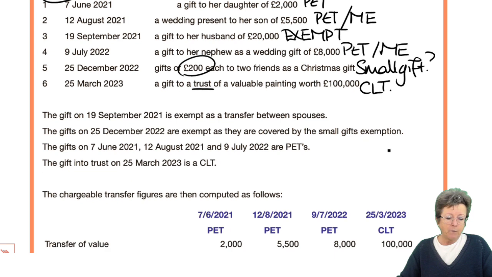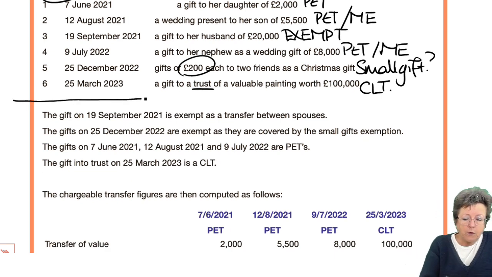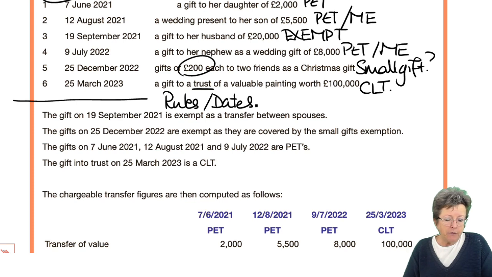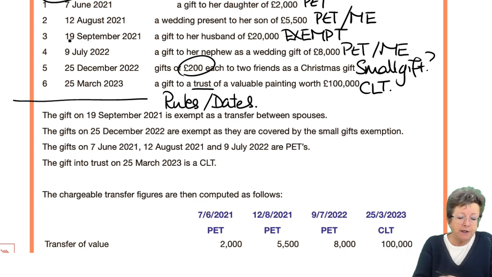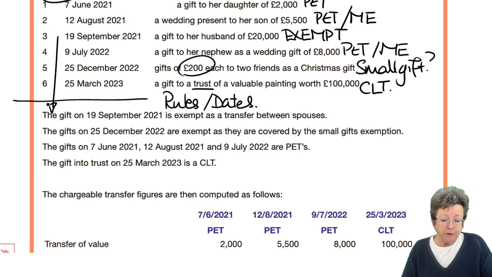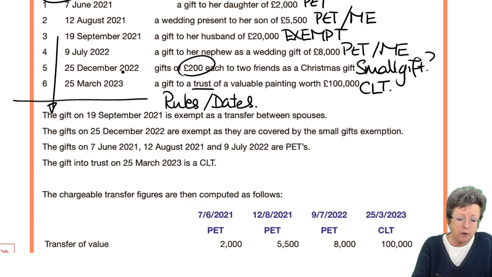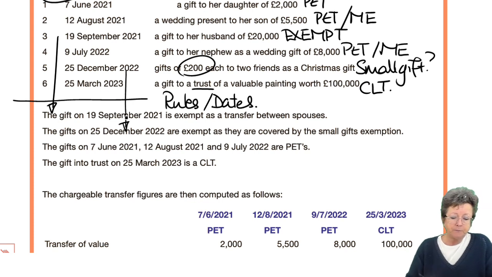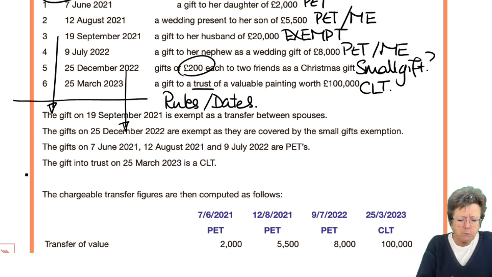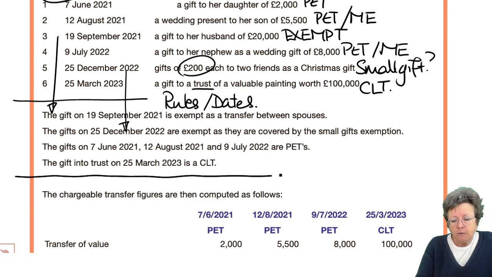Always write out the rules and make sure you include all the dates. So the gift on the 19th of September, we've decided, yep, that was exempt. The gifts on the 25th of December are also covered by that exemption because they are small gifts. There are 3 PETs and 1 CLT. Sometimes it's worth writing those out.